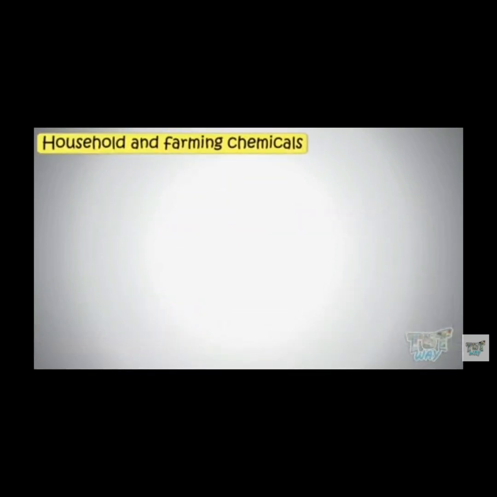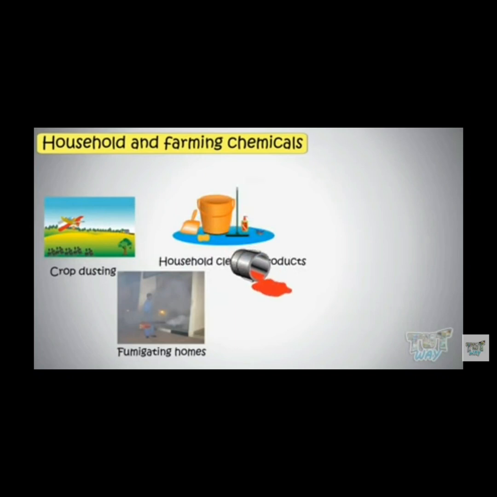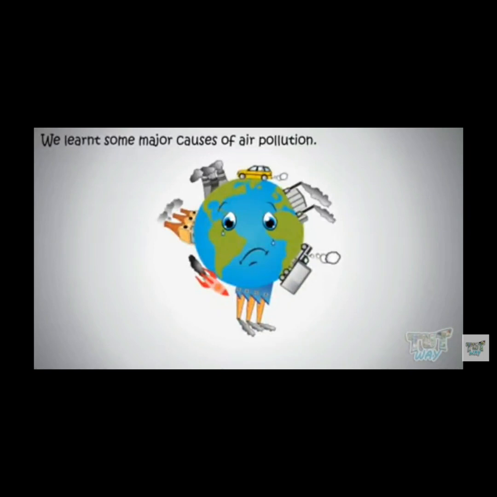Household and farming chemicals. Crop dusting, fumigating homes, household cleaning products, painting supplies, insecticides, weedicides, fertilizers, all emit harmful substances into the air and cause some kind of pollution. So kids, we learned what are the major causes of air pollution. Now let's learn how we can control air pollution.